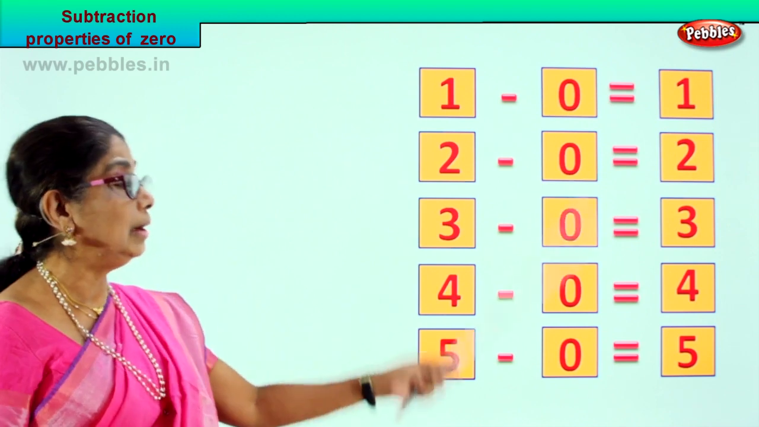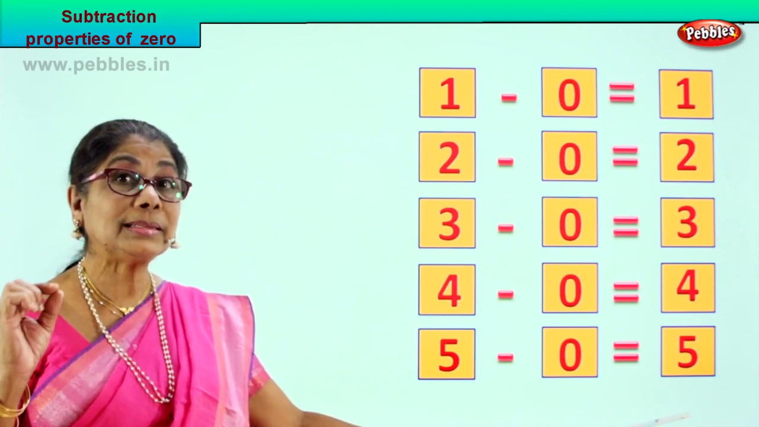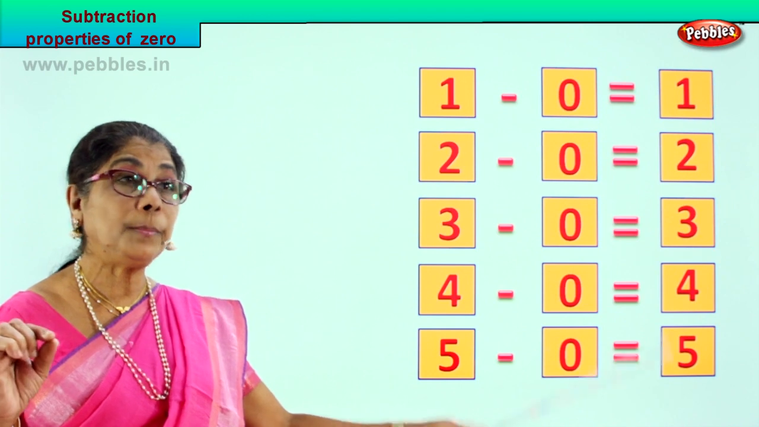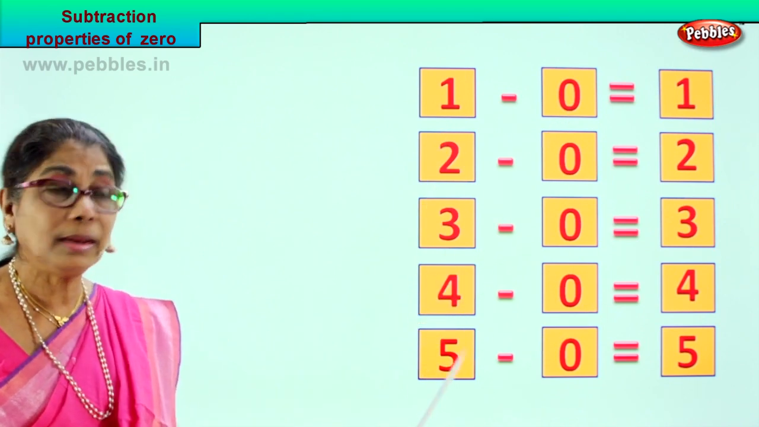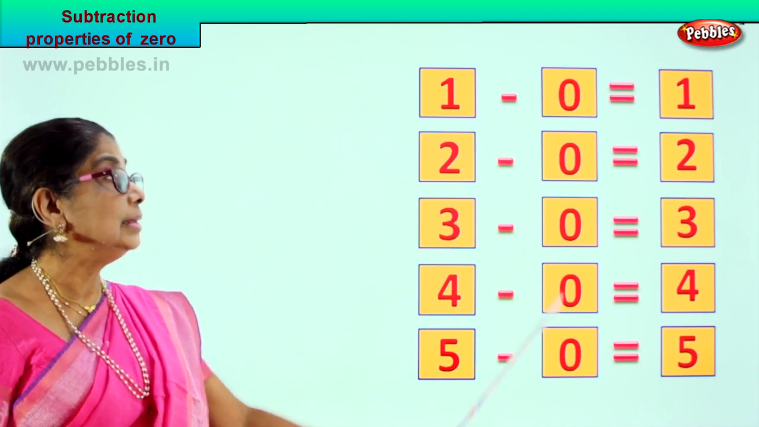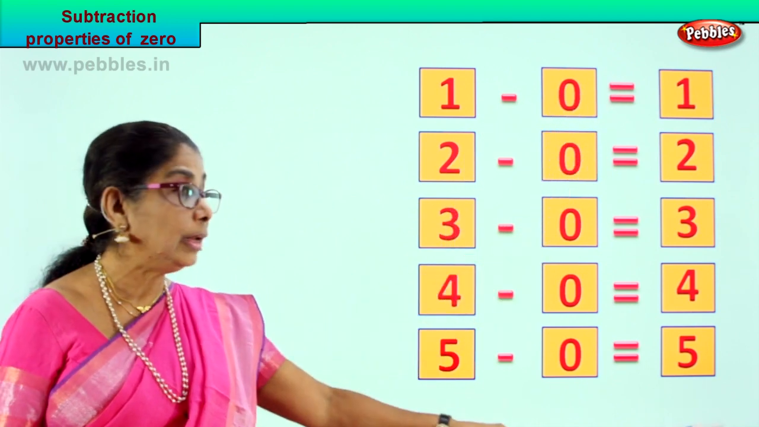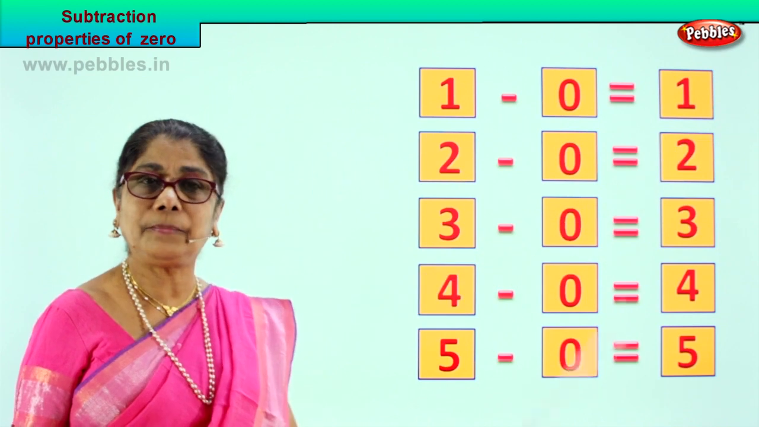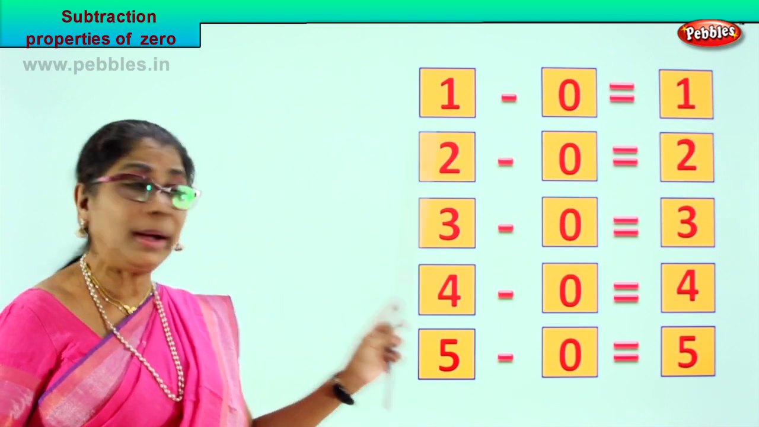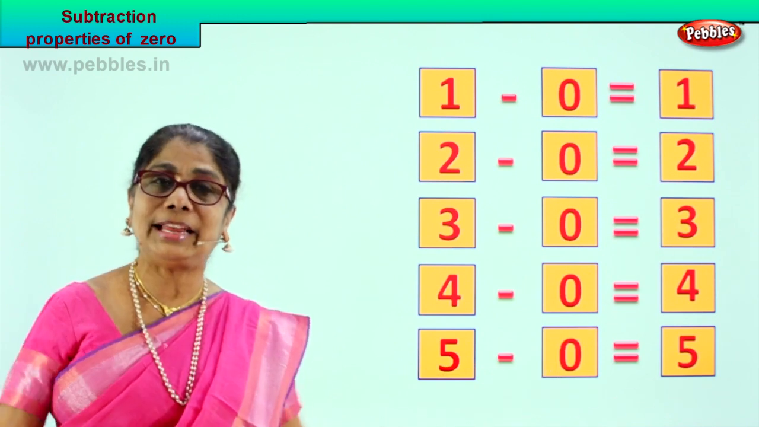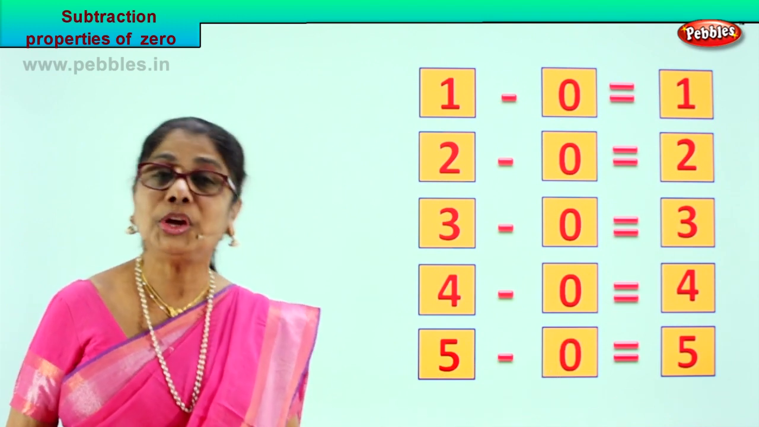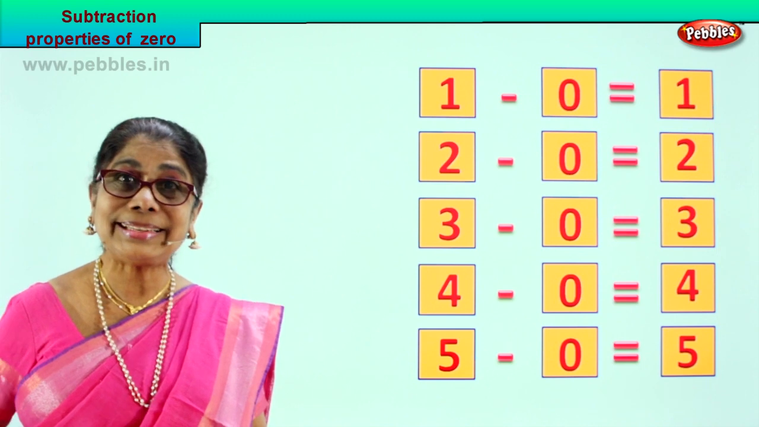So what have we learned here? We learned the subtraction property of the 0. Any number minus 0 is equal to the number itself. Is that clear for you? Good. Shall we go to our next exercise?